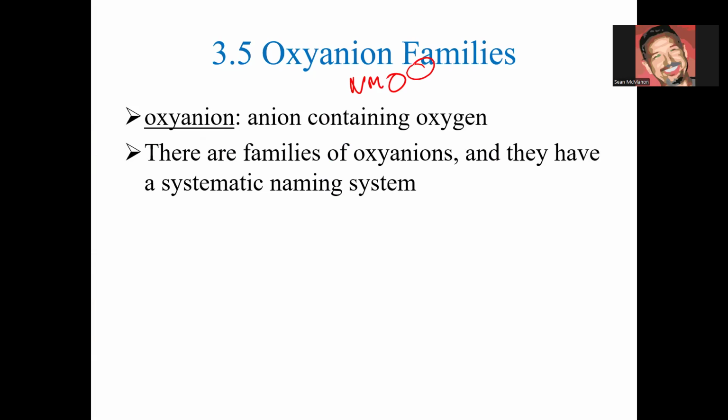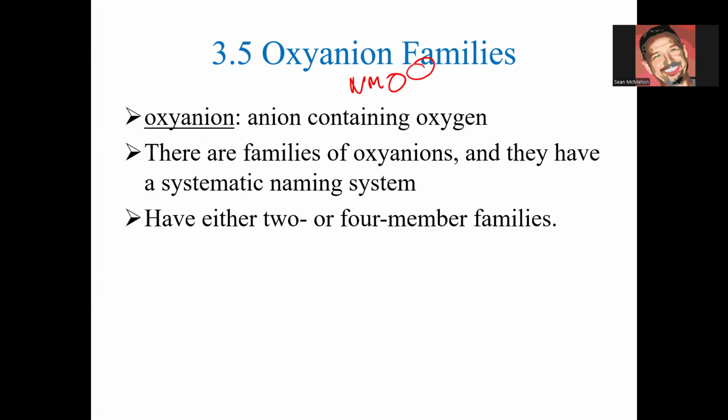So there are what I call families. There's the 2 or 4. I had emphasized that earlier. So here I have a 2-member family. I have nitrogen, and then I have attached to that oxygens, right? Because it's an oxyanion, but there's 2 different types. And we're going to see that was the ite ending in the ate.